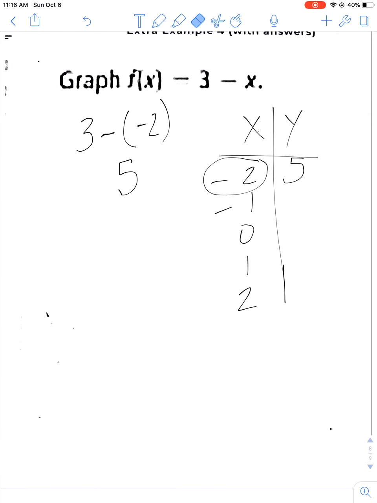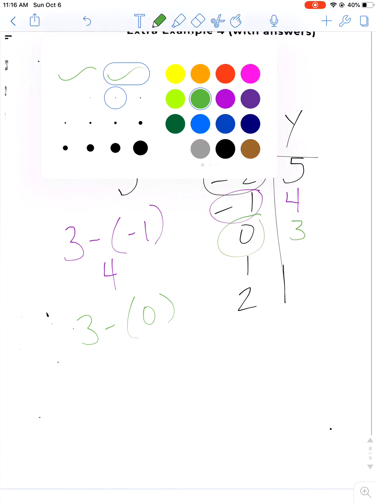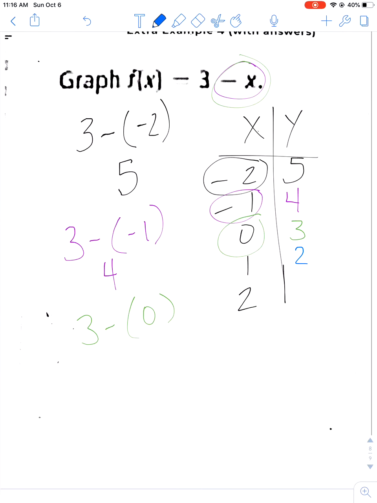Next one to plug in is x equals -1. So again, be careful. That's 3 minus -1, which is just 3 plus 1. 3 plus 1 is 4. And you should probably be able to see the pattern now, but let's just check one more time to make sure. Plug in 0 for x. So I've got 3 minus 0. Well, that's just 3. So the pattern is subtract 1. So you should have 2 and 1.